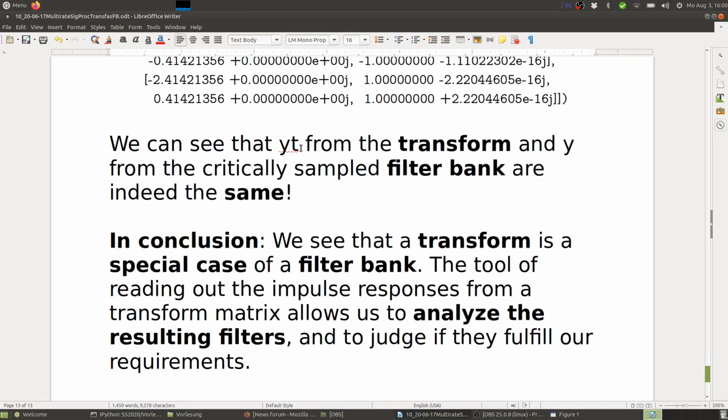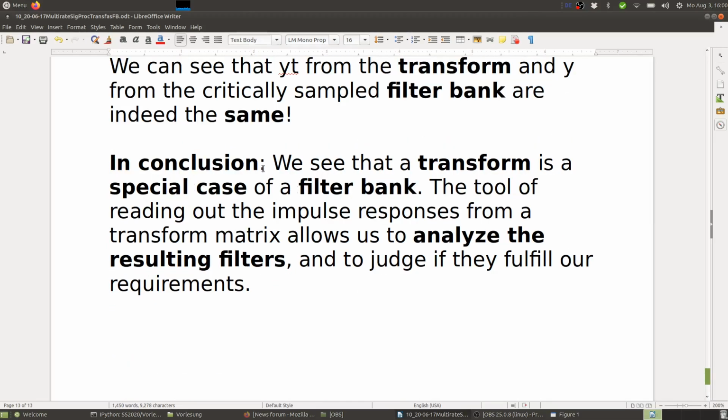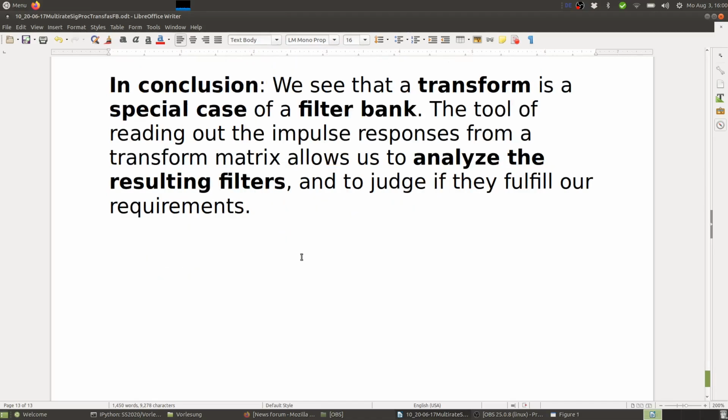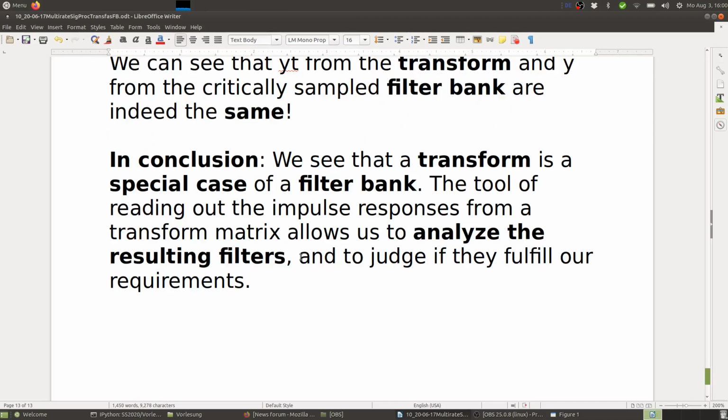So we can see that yt from the transform and y from the critically sampled filter bank are indeed the same. So in conclusion, we see that a transform is a special case of a filter bank. The tool of reading out the impulse response from a transform matrix allows us to analyze the resulting filters and to judge if they fulfill our requirements or not. So here in the case of a DFT, we saw that the filter is actually not really good. So it probably doesn't fulfill our requirement.